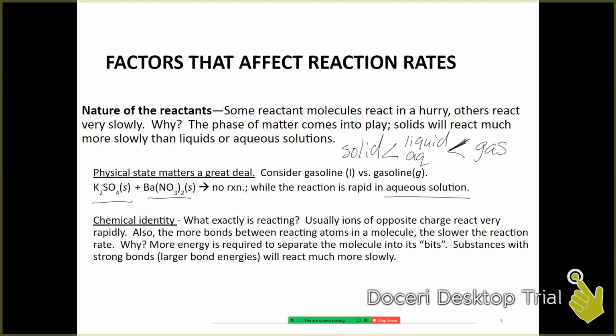Another thing is the identity. What exactly is reacting? Usually ions of opposite charge, if they're in aqueous solution, will react very quickly. Also, the more bonds between the atoms in a molecule, the slower the reaction. The reason is that all those bonds have to be broken to break the molecule up into its little parts, so those parts can then collide with each other to form the new products. So it makes sense that the more bonds they have to get through, the slower the reaction rate.